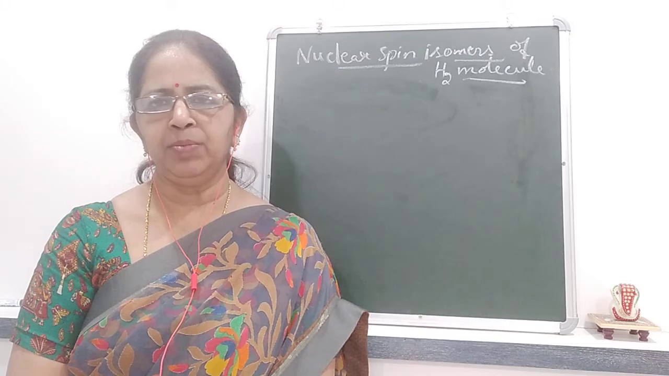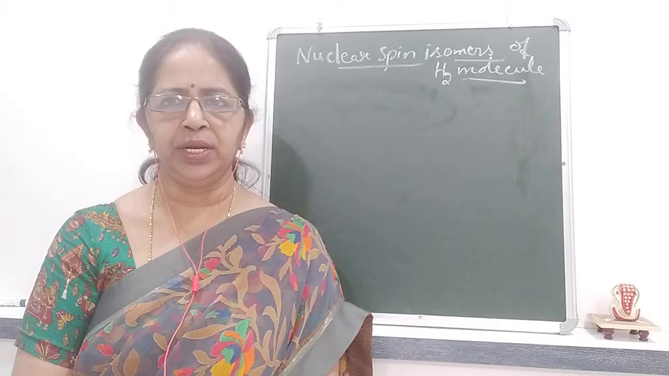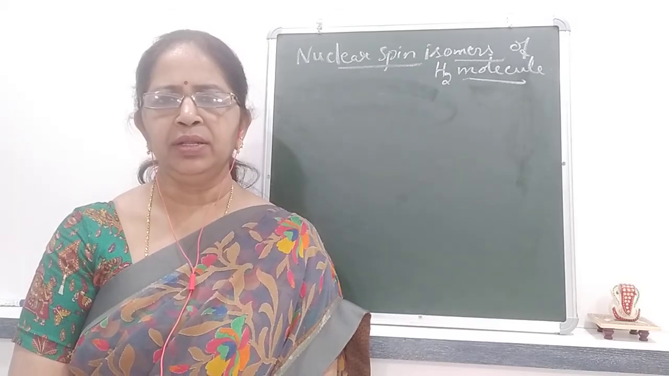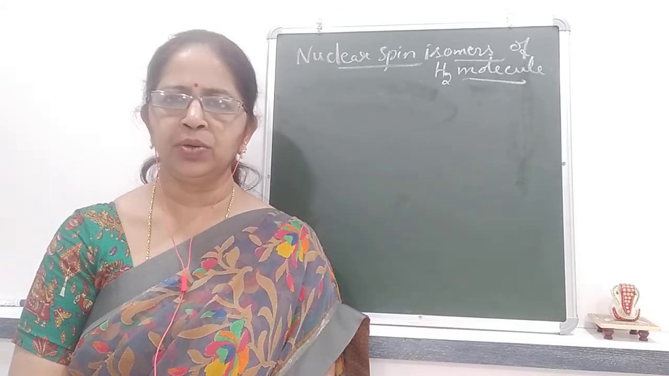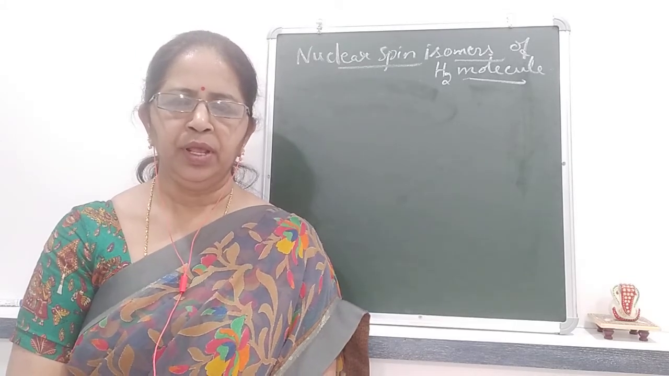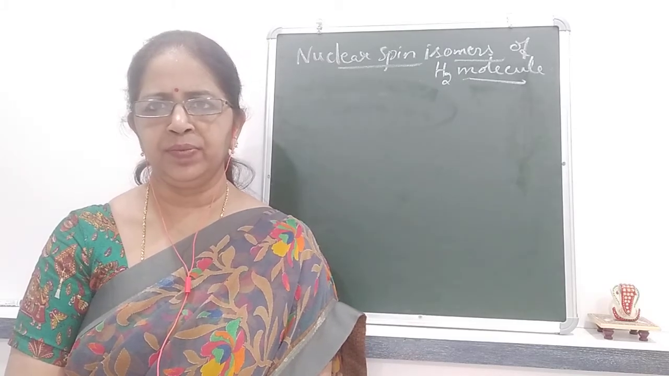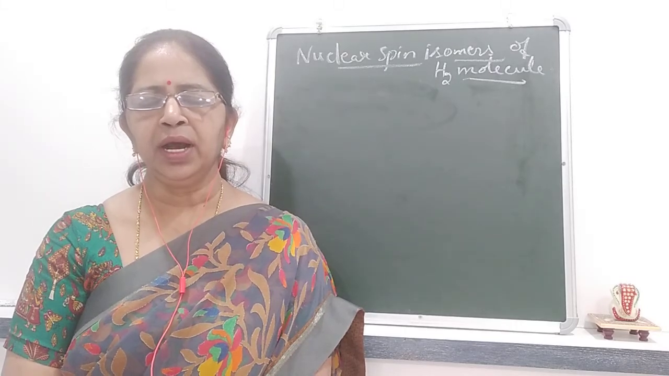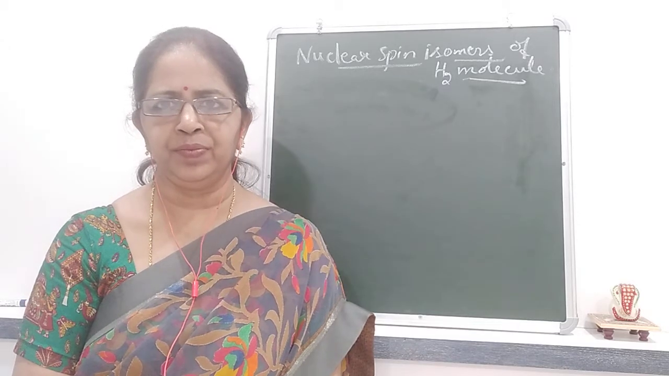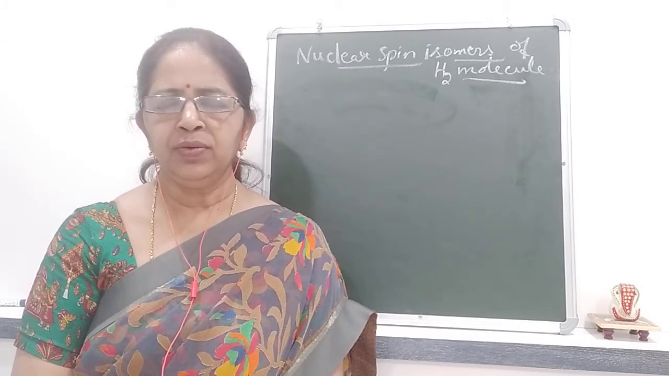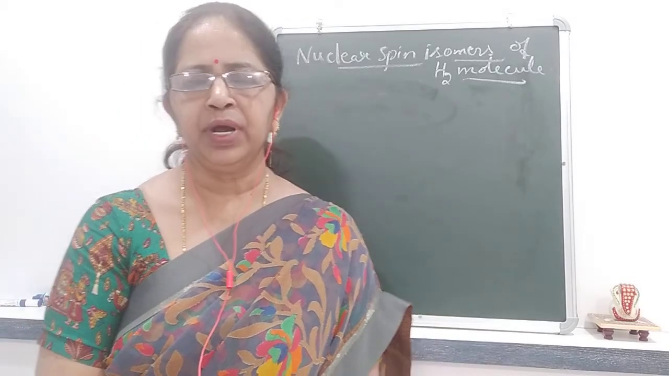We have studied isomerism in carbon compounds and also in coordination compounds, and there are different types of isomerism exhibited by carbon compounds and coordination compounds. But we have not studied nuclear spin isomerism anywhere. This nuclear spin isomerism is exhibited only by the hydrogen molecule. How does this hydrogen molecule exhibit different types of isomers?